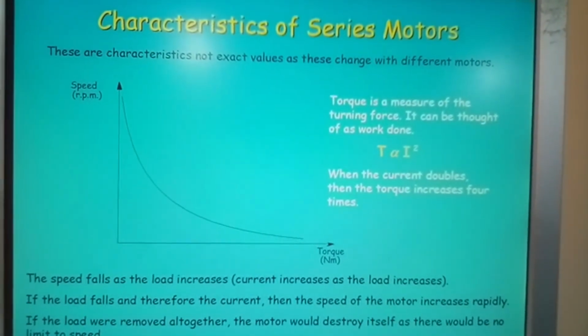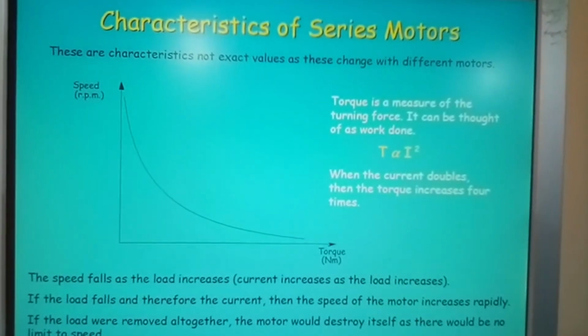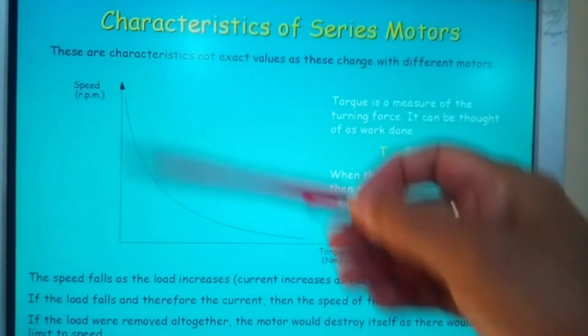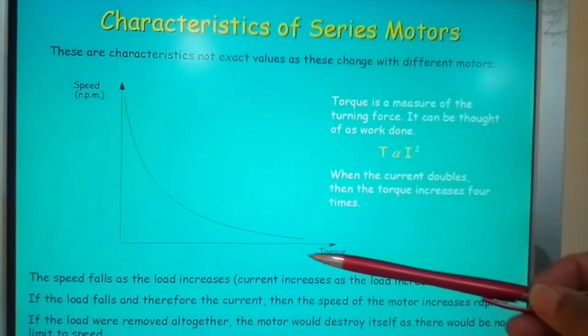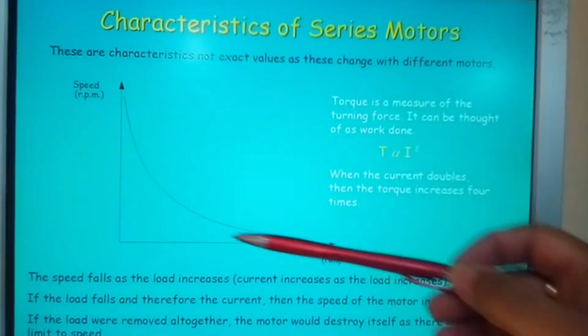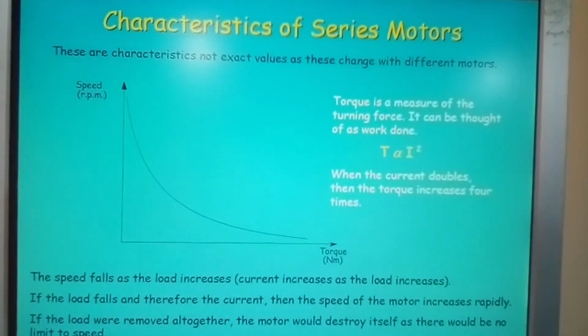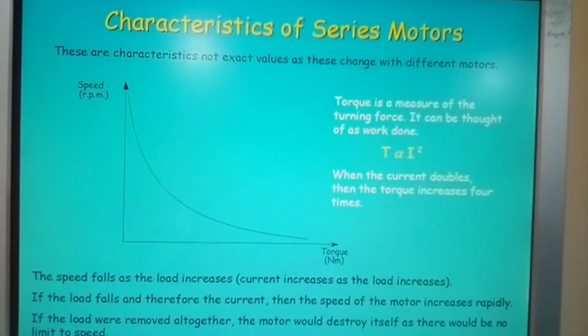Now, characteristics of series motors. These are characteristics, not exact values, as these change with different motors. The characteristic value is only a guide, because it will depend on the speed of the motor, the current rating of the motor, its applied voltage, whether it's three-phase or single phase, etc. So this is only acting as a guide for telling you what it can be.